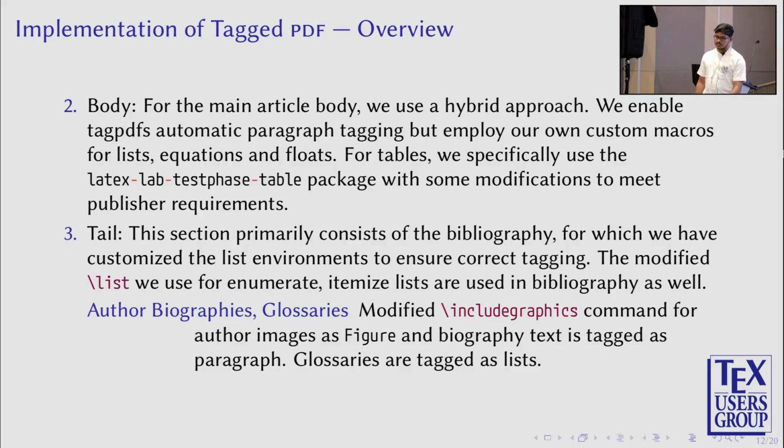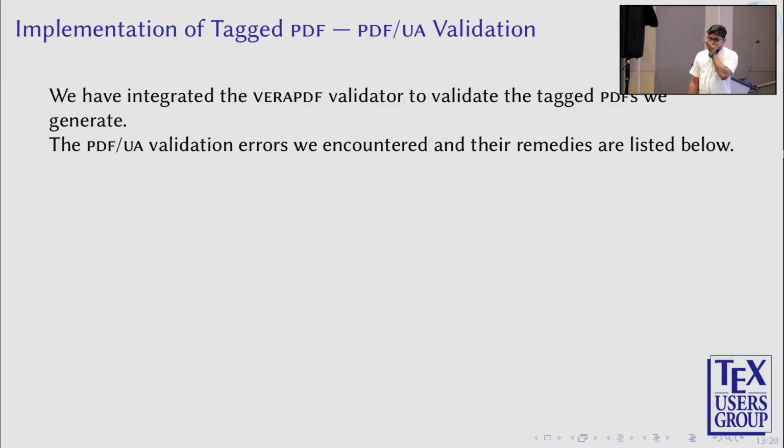Then comes the last one, the tail, which contains the bibliography, the author biography, and glossaries. We use the same mechanism to inject those tags. For the author biography, they include graphics commands that act as a figure, and the biography text is tagged as a paragraph. Of course, the glossaries are like lists, so we use the list tags for the glossaries. So, am I too fast? Yeah.